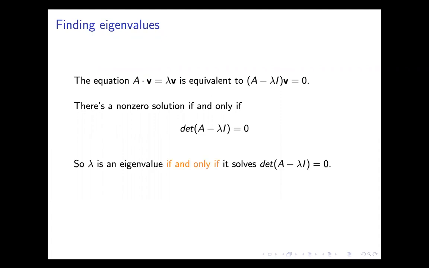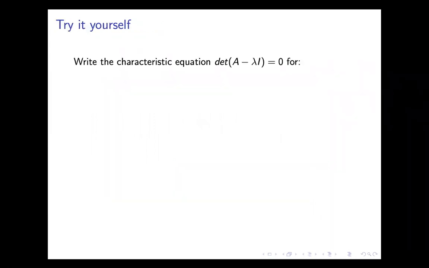This statement can be used in order to find eigenvalues. So lambda is an eigenvalue if and only if it solves this equation. This is called the characteristic equation. Let us try the characteristic equation: the determinant of A minus lambda times I equals 0 for this matrix. You can pause the video and do the calculation by yourself.